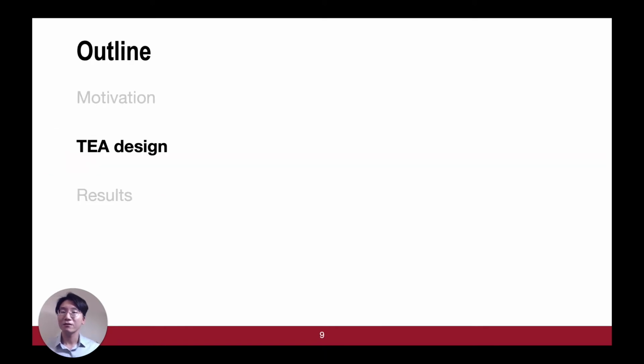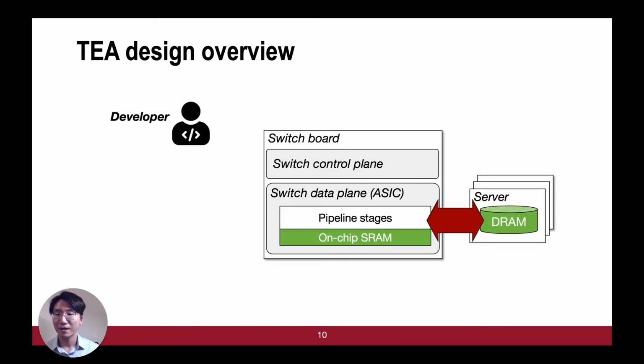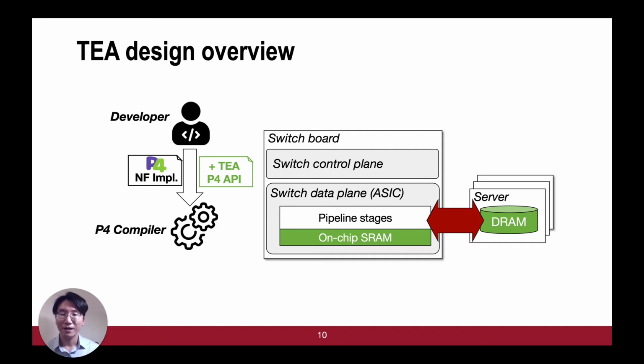Now, let's take a look at a key design component of T. At a high level, to use T, developers implement their NFs with the T API in P4. Then they can compile it with an unmodified P4 compiler, which gives them a binary loaded to the ASIC. At runtime, while the NF running on the ASIC processes packets as usual, T allows it to access lookup tables from either on-chip SRAM or external DRAM on servers.